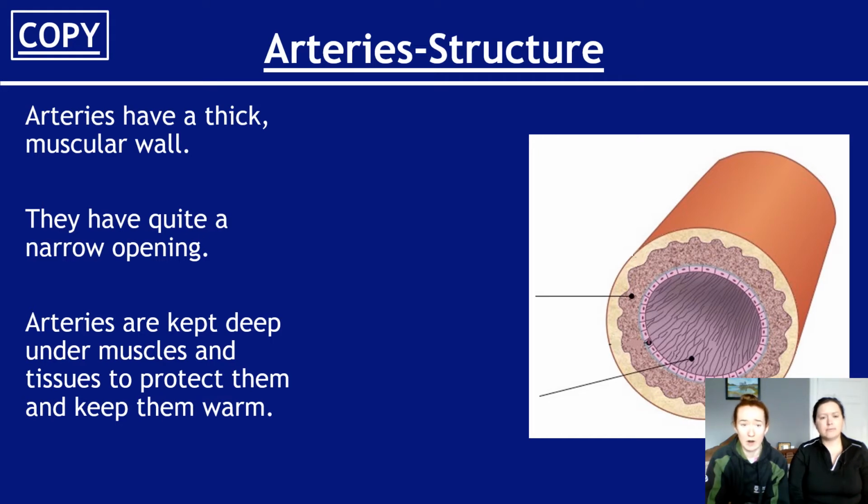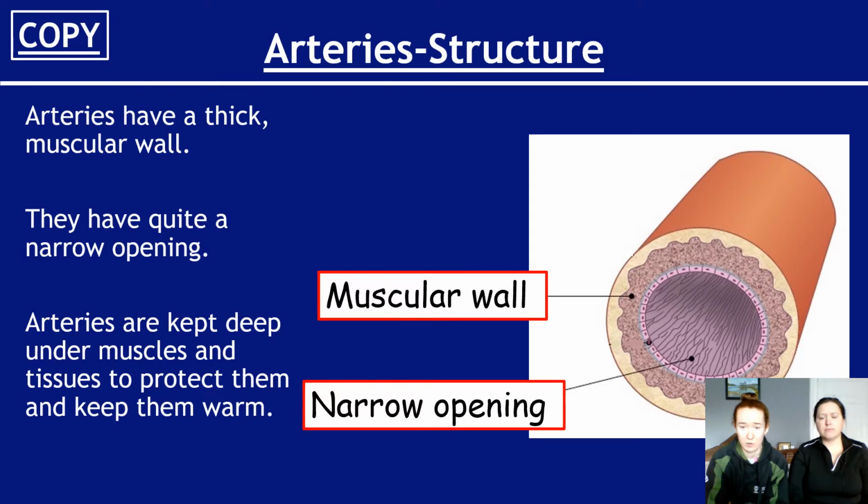So things to know about arteries, first of all, is that they have a thick muscular wall. If you look at this one, it has quite a thick wall. It's not a very thin outline, it's quite thick. They have quite a narrow opening, so because their muscular wall is so thick, the bit in the middle is going to be narrower than anything else. This will make more sense when you see veins and you see the comparison of them. And then arteries are kept deep under muscles, and tissues protect them and keep them warm. So basically, they are not right at the surface of your body. They are deep within your body. They are very big, important blood vessels.